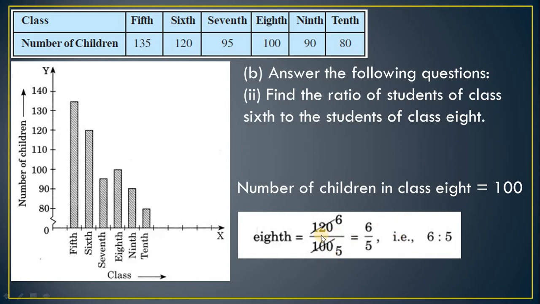As you already learned what a ratio is, you have to cut that 0 and divide the numbers, and then finally you get the value 6 by 5. So if you cut both the 0s and divide by 2, you will get the answer 6 upon 5. So this is the ratio.